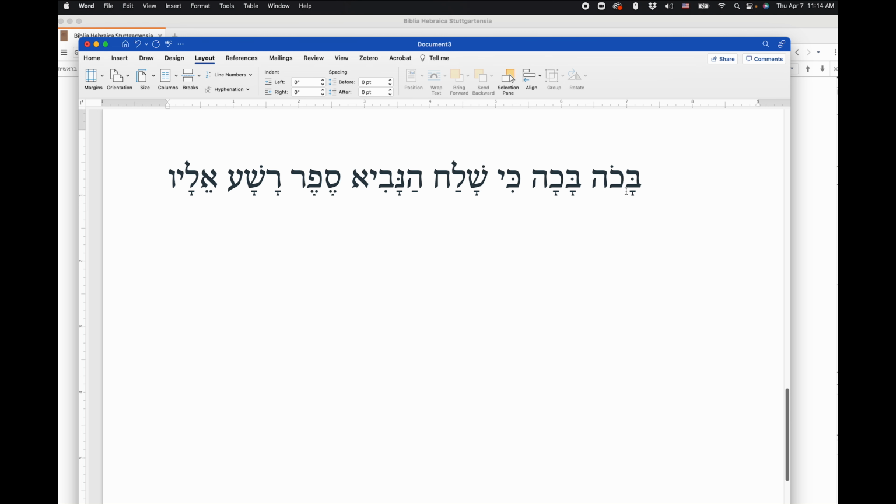That is to say, I'm looking for another form of this root that the infinitive absolute is attaching to or modifying. And sure enough, the very next word is baka. This is the lexical form. This is the form that I'm used to seeing in my vocabulary list. This is the qal perfect 3ms form, and it means he wept.